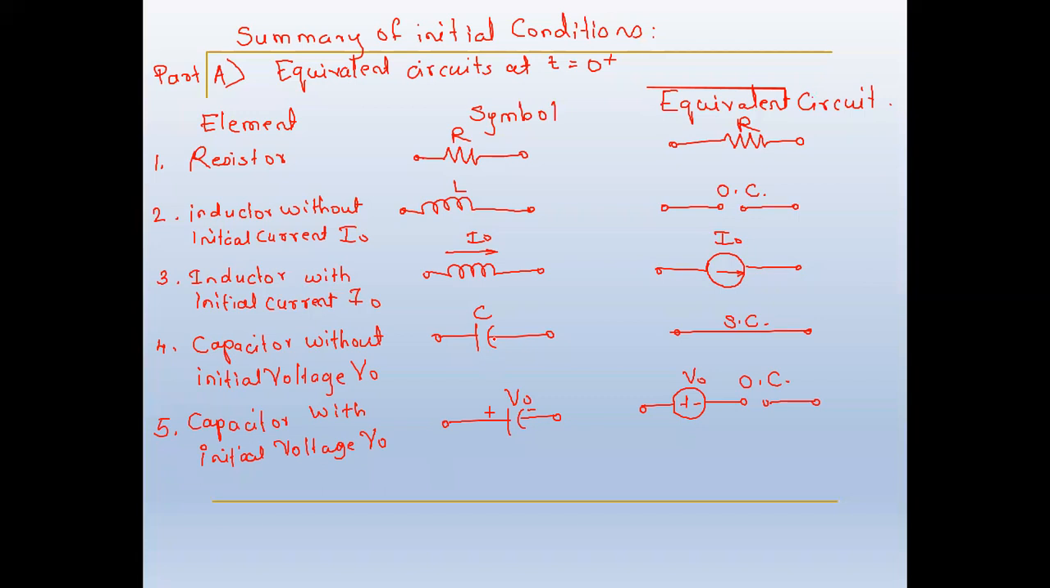Fourth one, if a capacitor is not initially charged, then at t is equal to 0 plus, it acts as a short circuit. And if the capacitor is initially charged to a voltage before the switching, then at t is equal to 0 plus, it is represented by a voltage source of that value, that is V0.